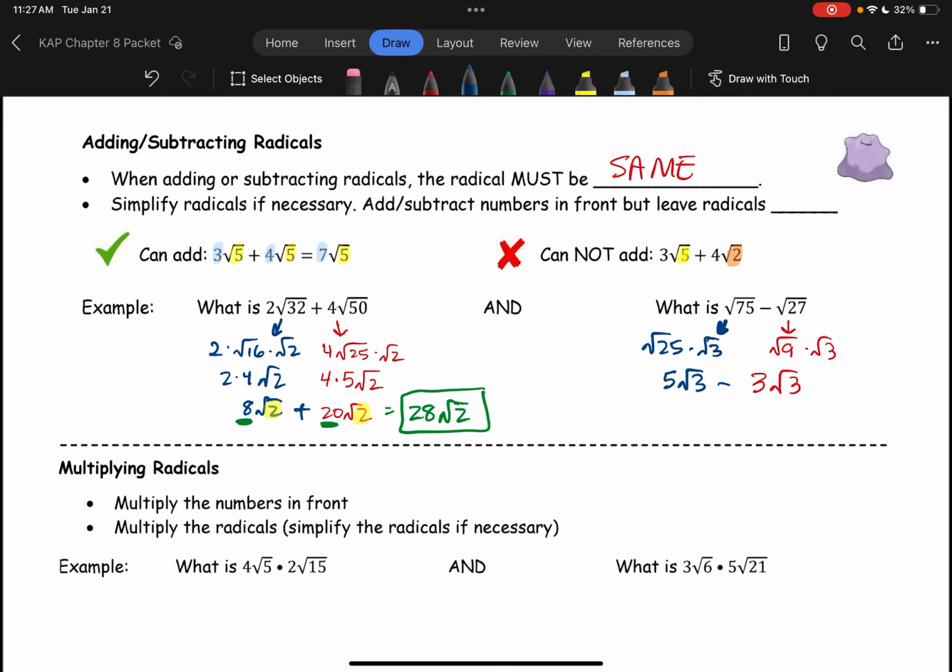And if I subtract these values, we see here that the square roots are the same again, so I can work with those numbers in front. 5 minus 3 would just give me 2. So this is 2 square root of 3, right? And so just to summarize, when you're adding and subtracting radicals, you can only do this when the radicals are the same, right? So that same number under the square root would be the criteria for us to be able to add, right? I realized that we left a blank here on the second bullet point. It says simplify radicals if necessary, add or subtract the numbers in front, but leave the radicals the same, right?